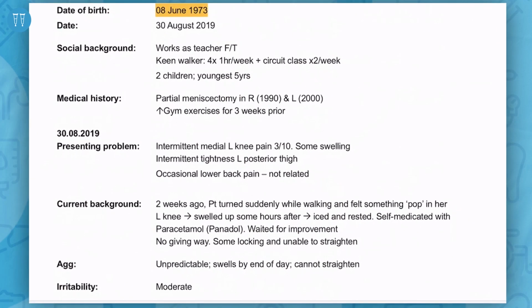And I'm going to need today's date, which I'll include in my letter under the address. From the social background, the fact that she is a keen walker is important, but not so much the duration, because that is what is implied by the word keen. Her medical history of knee surgery is significant, as is her recent increase in gym use, which could be a cause for the current condition.